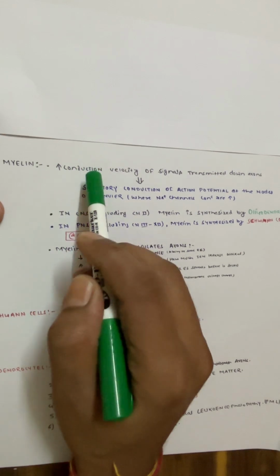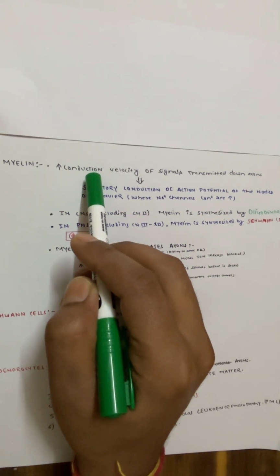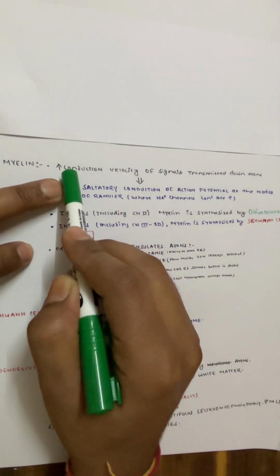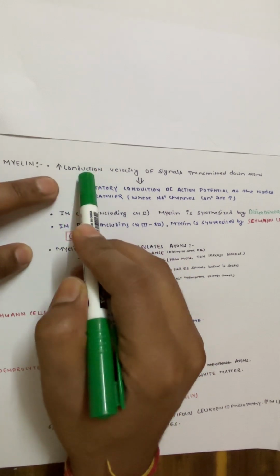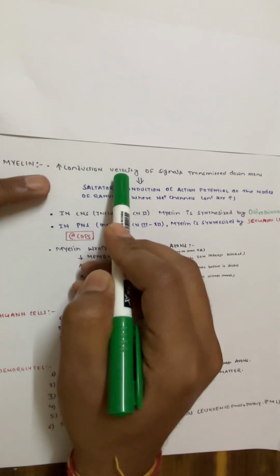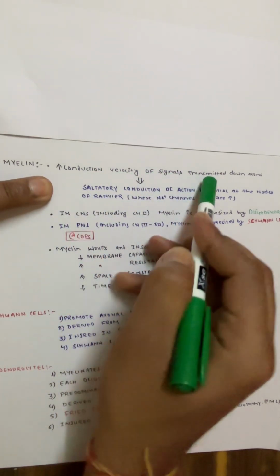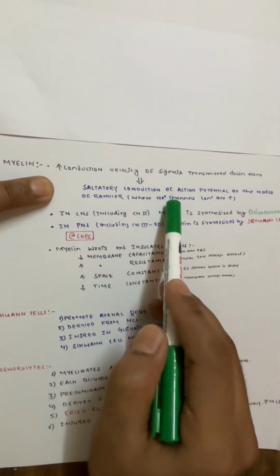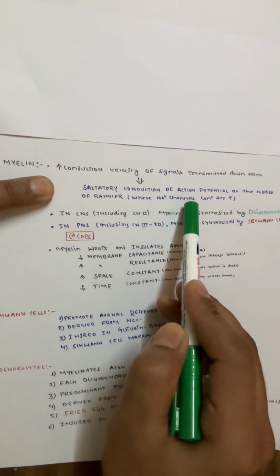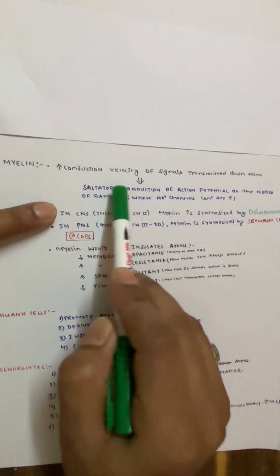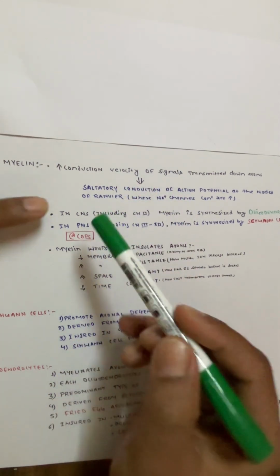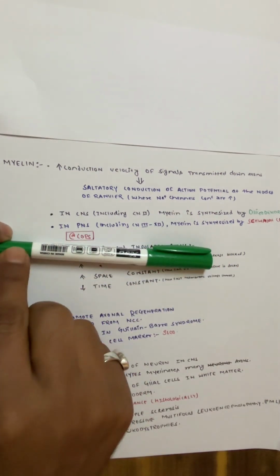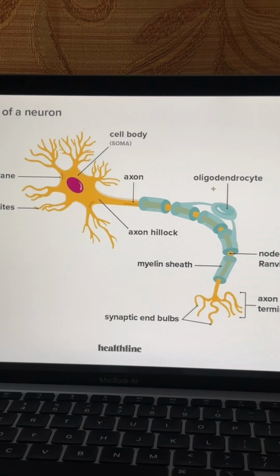Okay, so I've shown you in the picture also that the myelin sheath, or myelin, will increase the conduction velocity of signals transmitted down the axons. And at nodes of Ranvier there will be more sodium channel concentration, so there will be saltatory conduction. Simply remember that; I'll show you the picture.